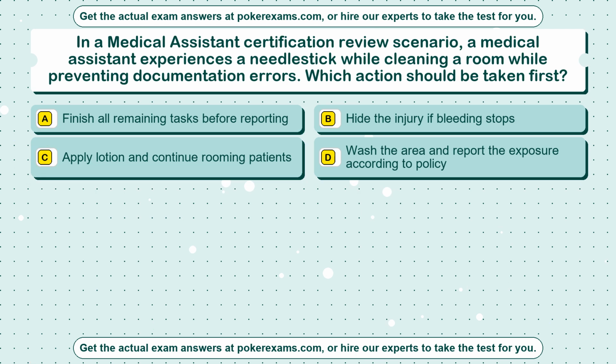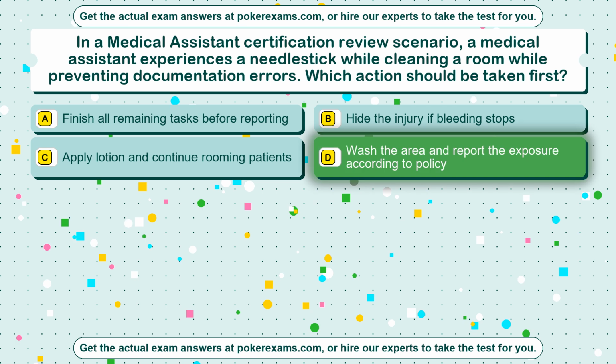Question 20. In a medical assistant certification review scenario, a medical assistant experiences a needle stick while cleaning a room while preventing documentation errors. Which action should be taken first? Option A, finish all remaining tasks before reporting. Option B, hide the injury if bleeding stops. Option C, apply lotion and continue rooming patients. Option D, wash the area and report the exposure according to policy. The correct answer is option D, wash the area and report the exposure according to policy.